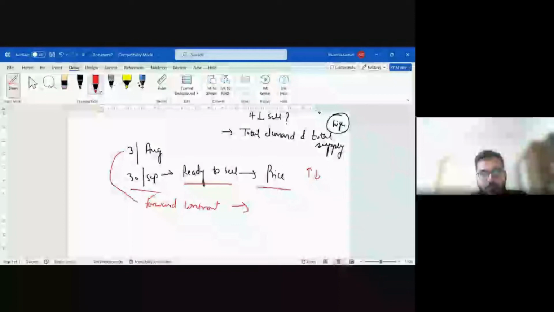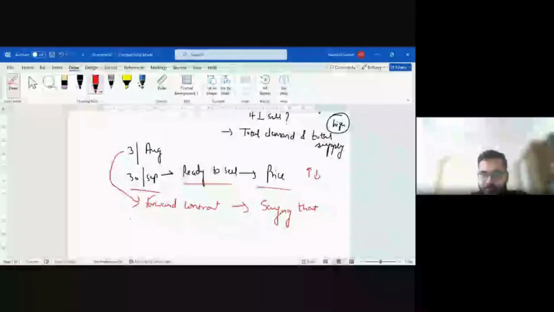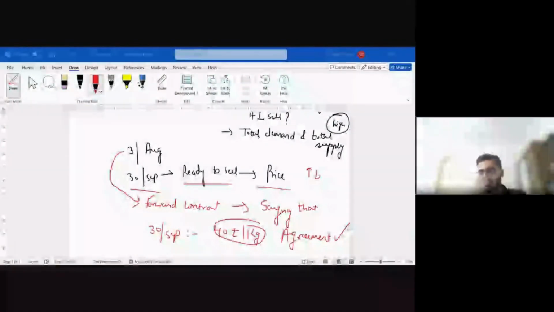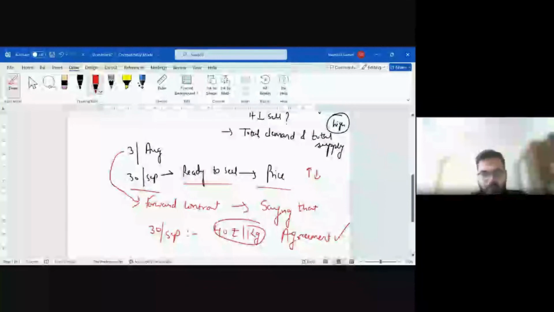3rd of August he says I am entering into a forward contract by saying that whatever is the price of rice on 30th September doesn't matter. मैं 30th September में आपको 40 rupees per kg में राइस बेचूंगा. This is an agreement that we have reached into. So here they have reached into an agreement by saying that on 30th of September, no matter what the price कुछ भी हो, price चाहे whether the price is, for example, whether the price is 100 or whether the price is 20, doesn't matter. I am going to sell it to you at 40.